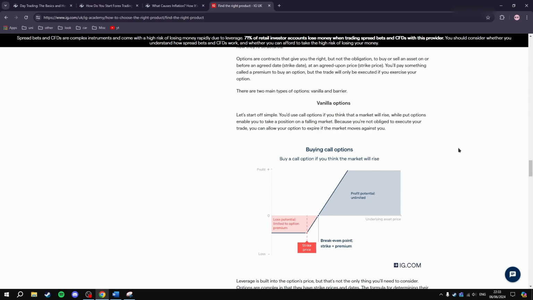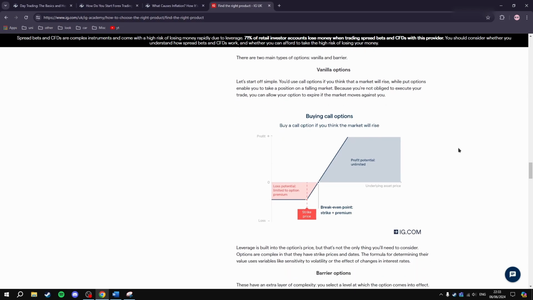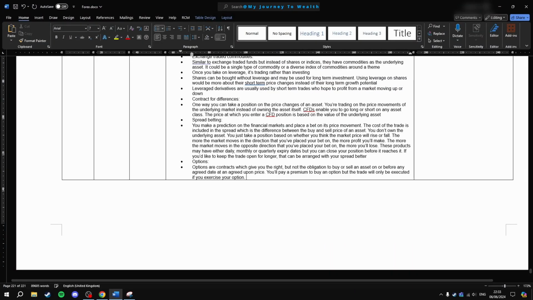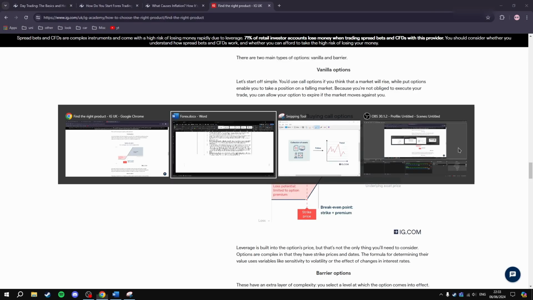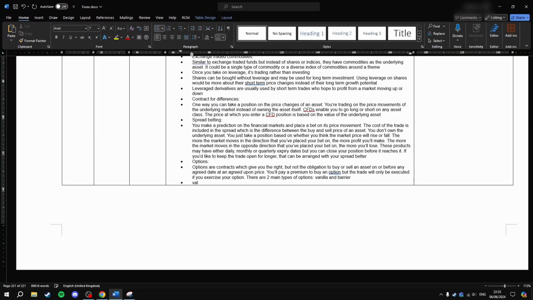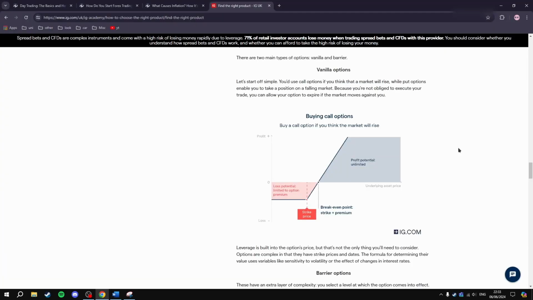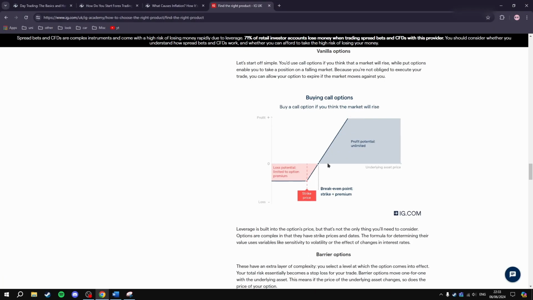There are two main types of options, vanilla and barrier. Vanilla options, let's start off simple.